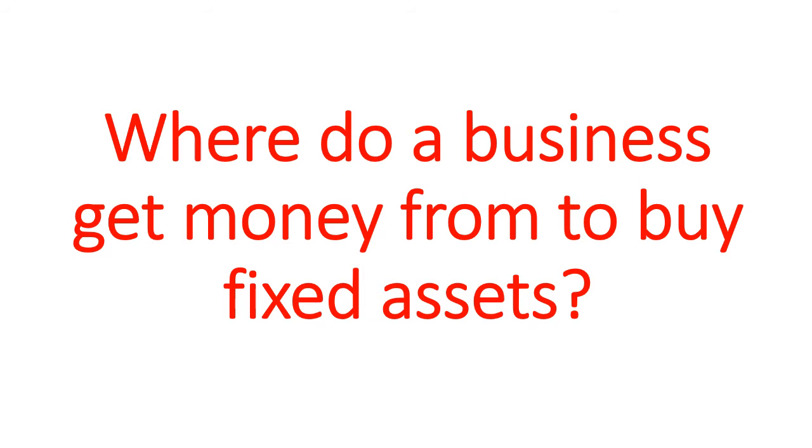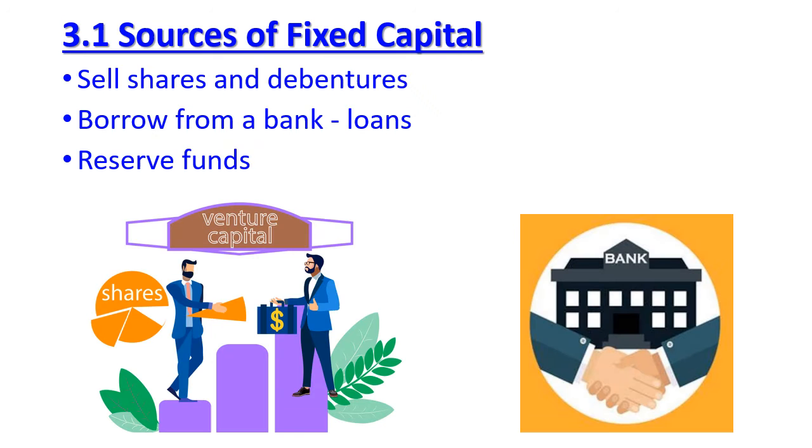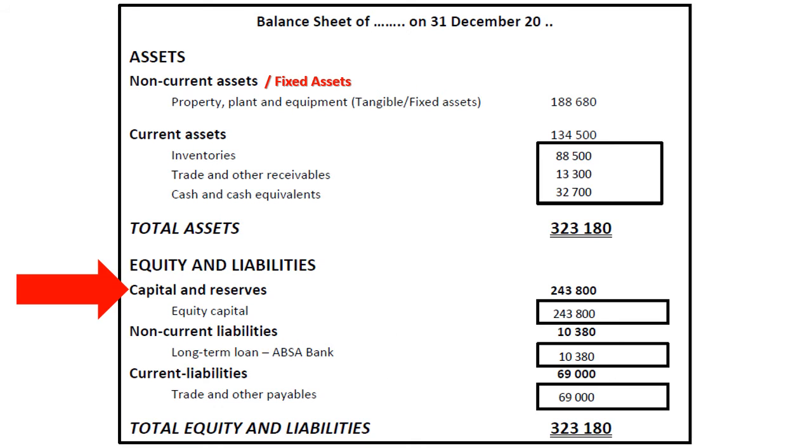So where does a business like Famous Brands get money from to buy fixed assets? First of all, they can sell shares on the JSE or debentures. They can borrow money from the bank, like a loan, or they can use their reserve funds. The reserve funds is money that they've made from previous years' profits that they now put in their reserves. This can be used to buy fixed assets.